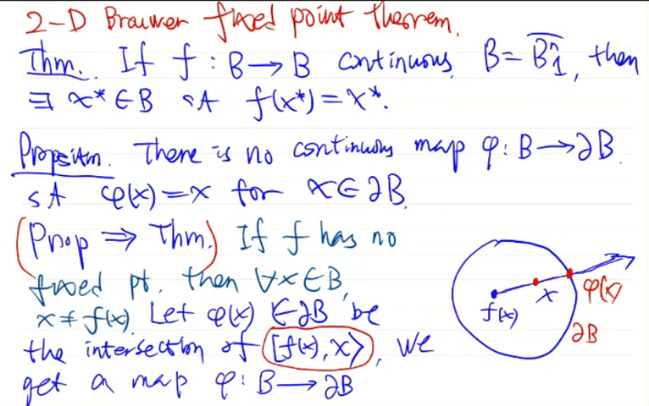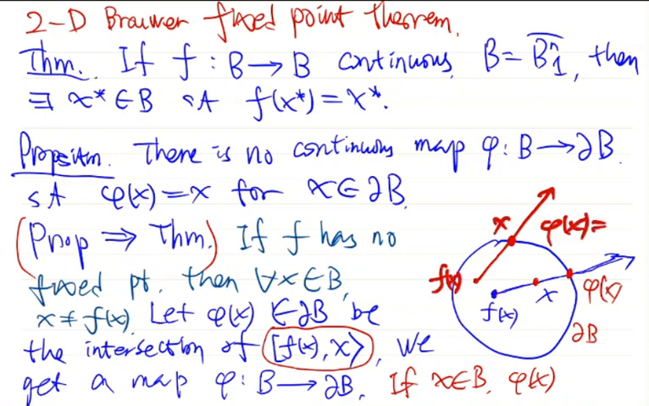And for this map, if x is a point on the boundary of B, what is phi x? If x is already a point on the boundary, then f x is here, so the intersection is precisely x itself. This means phi x is precisely x. So our argument tells us that if the conclusion of the Brouwer fixed-point theorem is not true, then we can construct a map from B to the boundary. This map has the property that when x is a boundary point, then phi x is x. So this is a contradiction with our proposition.